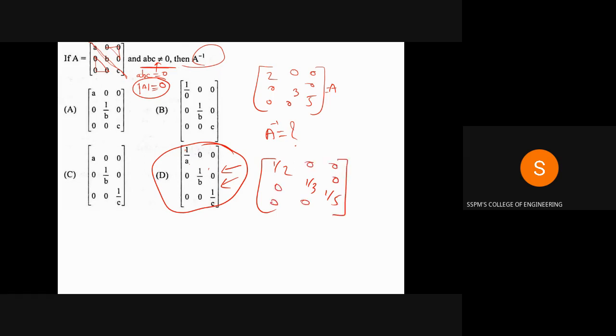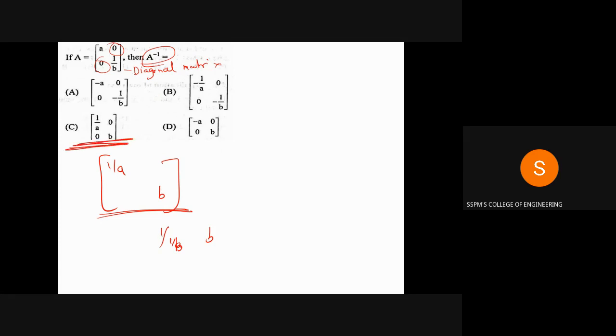Suppose the diagonal entries are 2, 3 and 5, and all other entries are 0. Suppose this is A, and you are asked to find A inverse. What is A inverse? It is 1 by 2, 1 by 3, 1 by 5. All the other entries should be zeros. You can directly find A inverse from these elements.